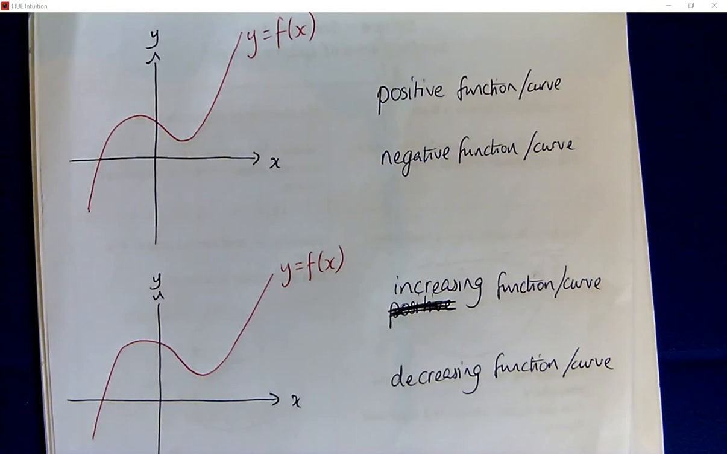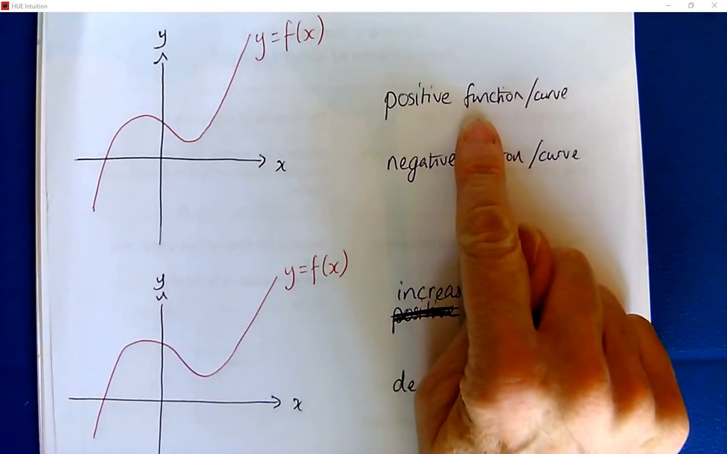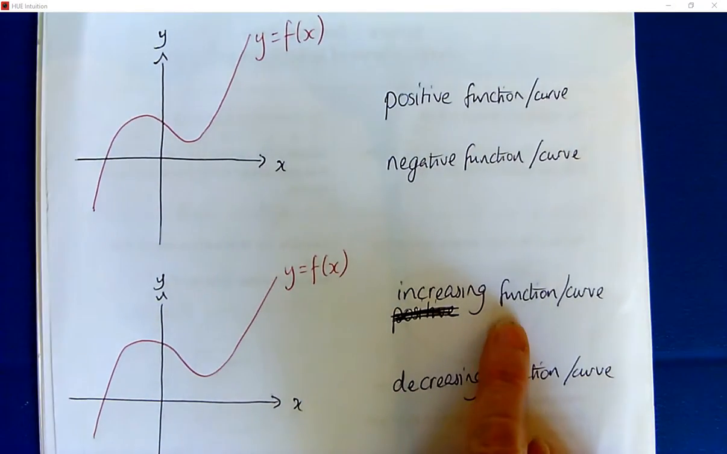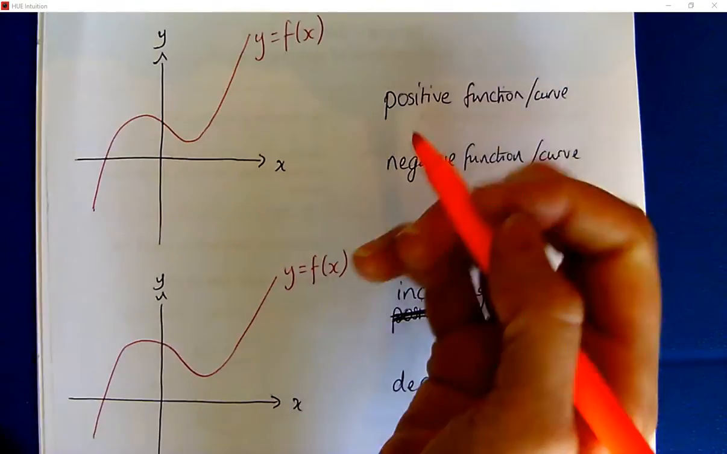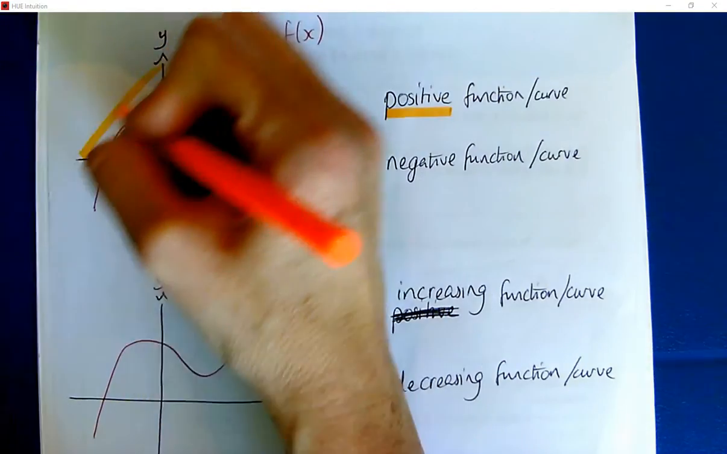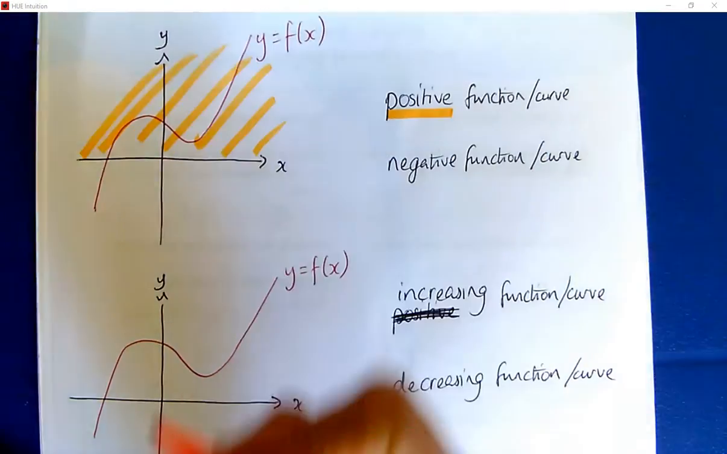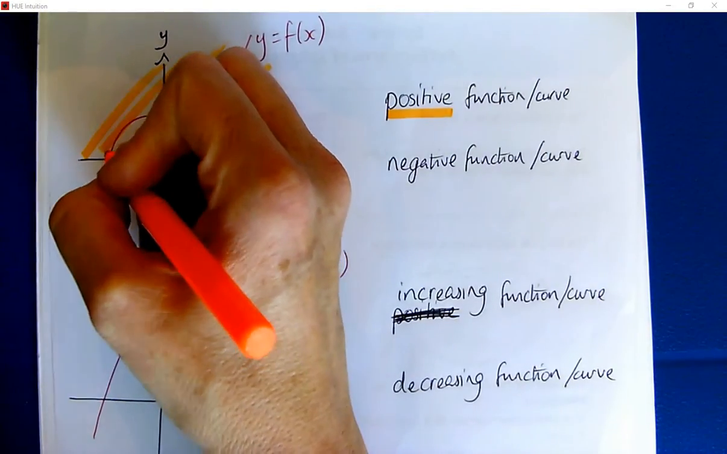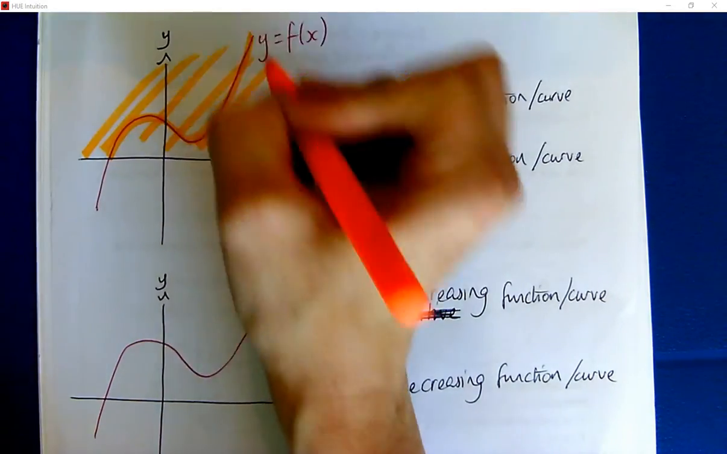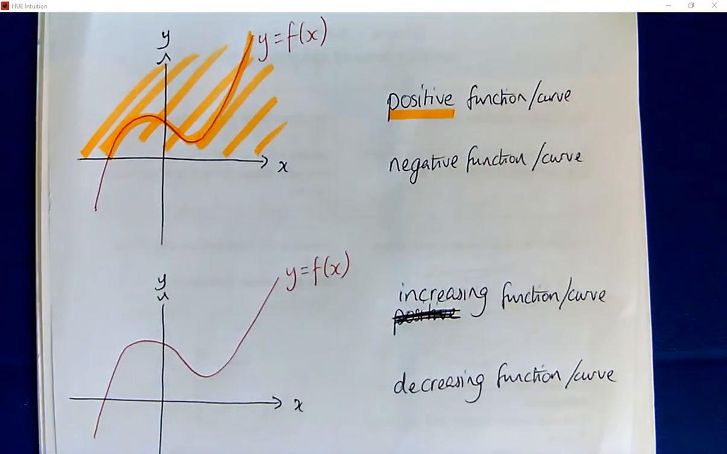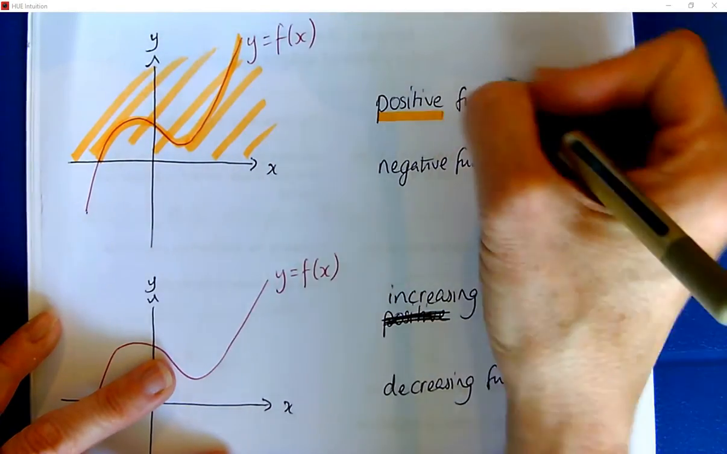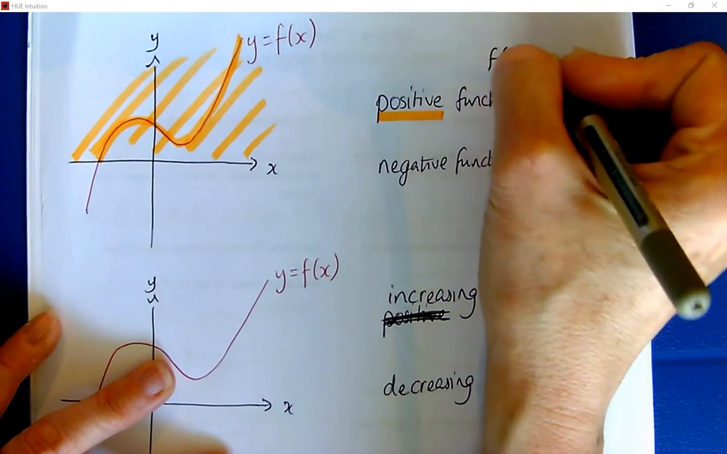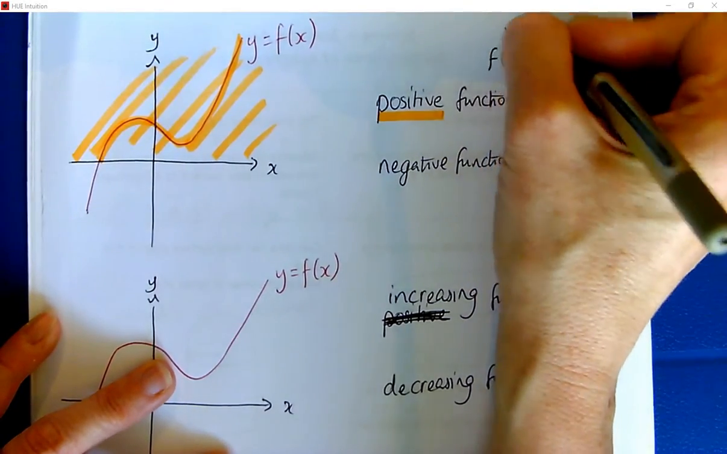Now we have to read really carefully in different questions about whether they're asking whether our function is positive or whether our function is increasing. So positive function, that just means we're looking above the x-axis. So this function here is positive all the way there. Alright, so that's just above the x-axis. So if we read positive function, then we would write down f of x is greater than 0 or y is greater than 0.